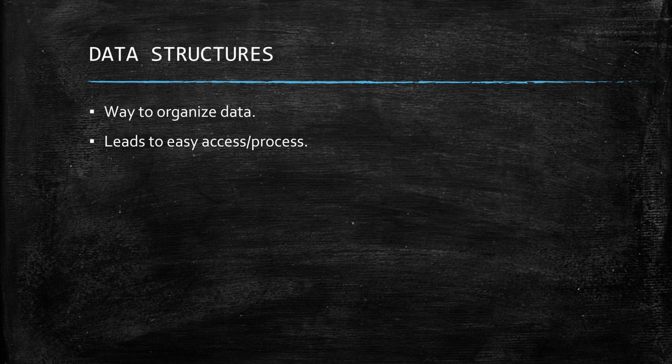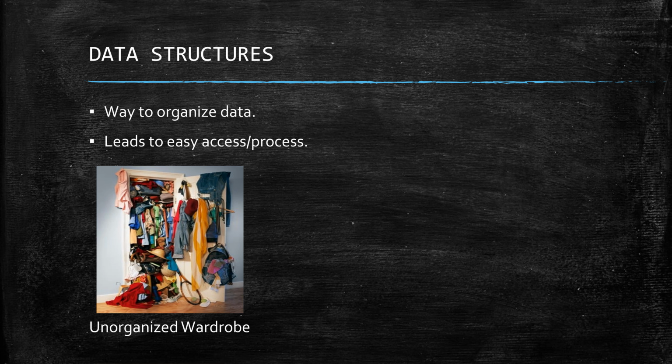The question is why we need to organize data. It's because it will help us to process and access the organized data in a very efficient manner. So, for example, let's take an example of an unorganized wardrobe. Here, as we can see, it is very difficult and time consuming to select the right one at the right time. So hence, accessing any particular material or the data from this wardrobe is very difficult.